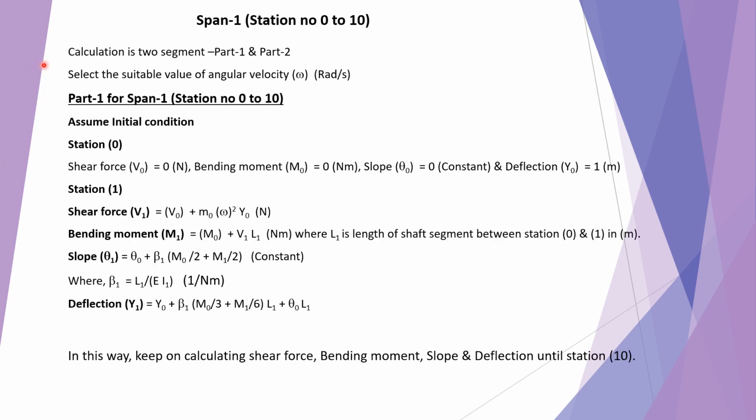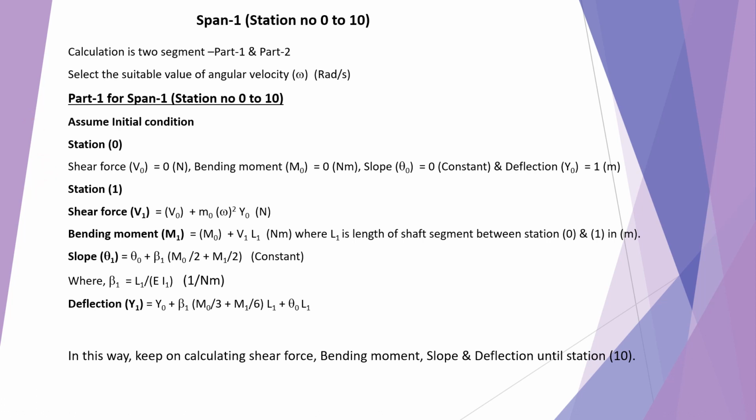Now for the span 1, station number 0 to 10, calculation in two segments, part 1 and part 2. Select a suitable value for angular velocity omega in radian per second. Part 1 for span 1, station number 0 to 10. Assume initial condition for station 0: shear force 0, bending moment 0, slope theta 0, deflection y0 is 1 meter.